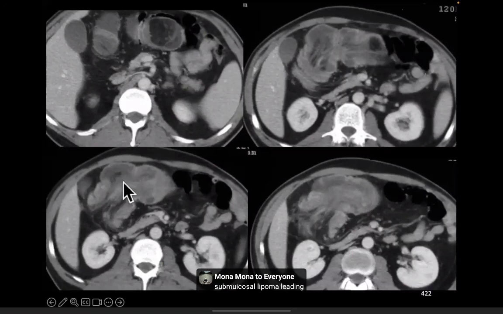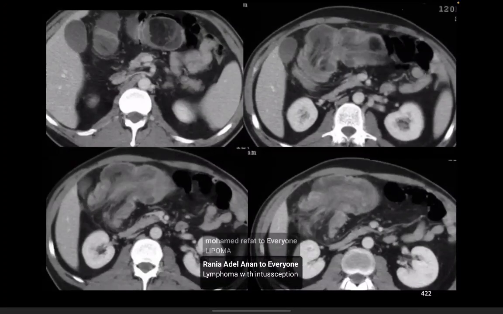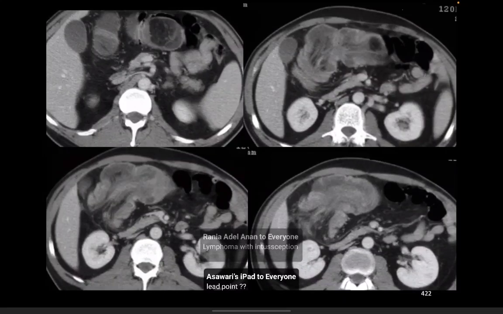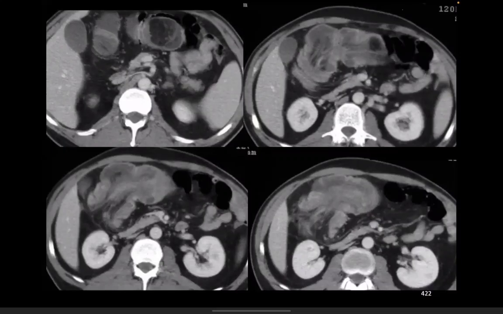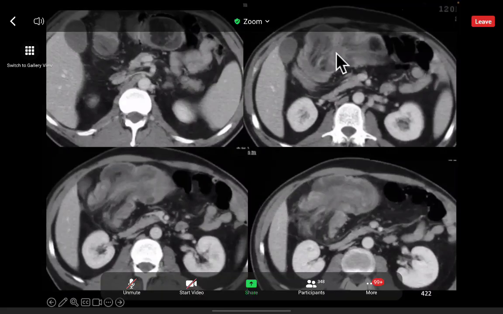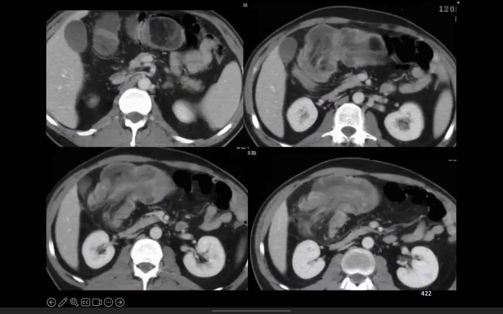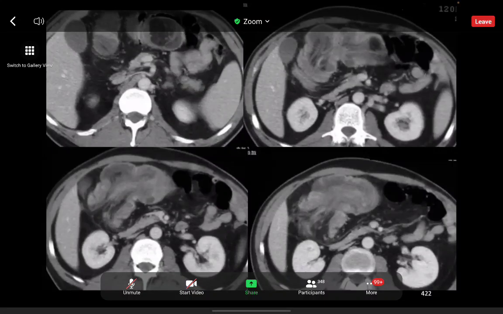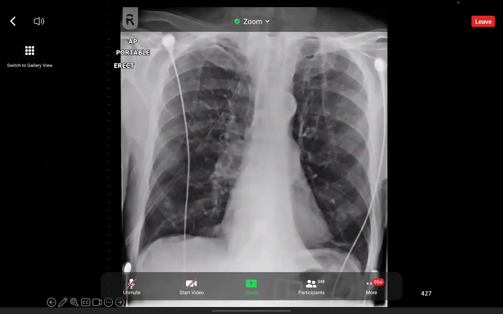And intussusception in children could be due to Peyer's patch hypertrophy or hyperplasia. And in adults, it's almost always caused by a space-occupying lesion. And you can see that there is a lipoma of the large bowel causing the intussusception. Now, if it's not a lipoma, it's almost always going to be a carcinoma, and rarely it can be a lymphoma. So this is intussusception of the colon due to a colonic lipoma. Diagnosis.